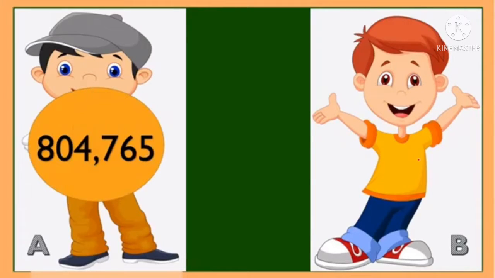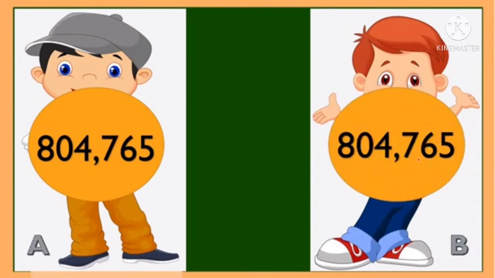Alright, next one. Let's see if you already know. First number, 804,765, and 804,765. Let's check their numbers. 8, 8 the same. 0, 0 the same. 4, 4 the same. 7, 7 the same. 6, 6 the same. 5, 5. They are all the same. So what will be our symbol? Yes, good job. This is equal. So those two numbers are equal.